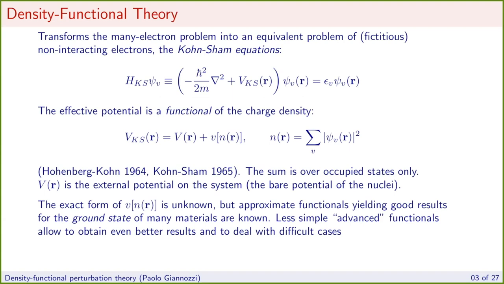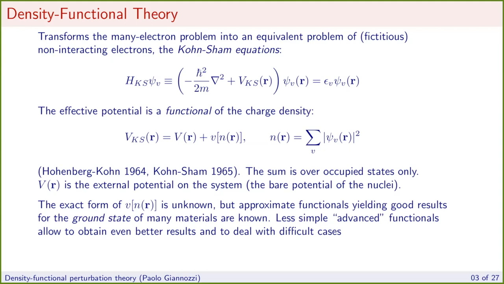So density functional theory, I guess you all know what it is about. It transforms a problem of interacting electrons into an effective problem of non-interacting electrons under an effective potential. So one has to solve equations known as Kohn-Sham equations, and the effective potential, the Kohn-Sham potential, is a function of the charge density, and the charge density is basically the sum of the squares of the occupied orbitals, Kohn-Sham orbitals.